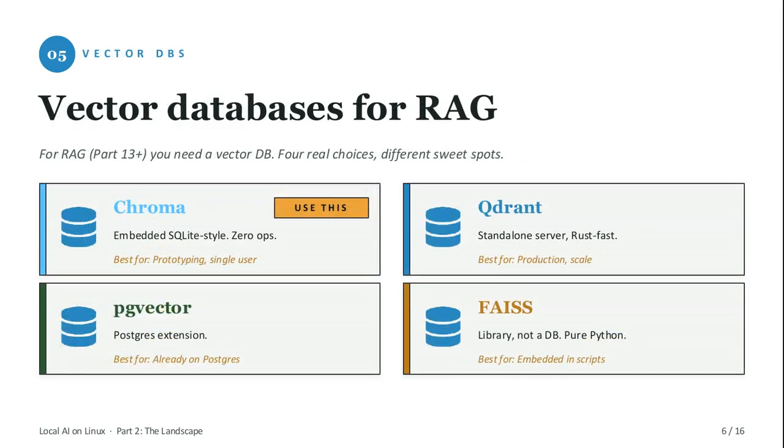Jumping ahead briefly to retrieval, once you start building RAG pipelines in Part 13, you'll need somewhere to store embeddings. 4 options actually matter. Chroma is the default pick. Embedded, SQLite style, 0 operational overhead, perfect while you're prototyping. Qdrant is where you graduate when you need real production scale. PGVector makes sense if Postgres is already in your stack, and FAISS isn't really a database at all. It's a library you drop into scripts when you just need fast similarity search.